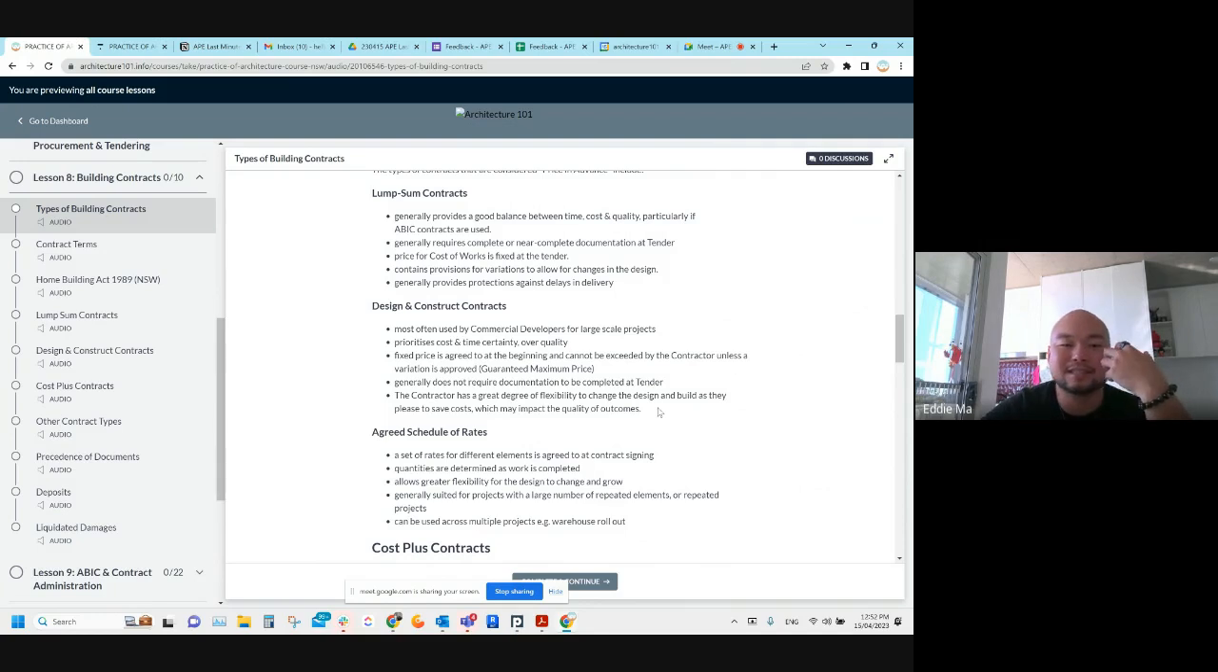But depending on which role you're playing and which arrangement, your liability is different. So I'll go through it in each scenario. The most common is you are novated to the builder, which means you are the builder's architect. They are your client. The owner is no longer your client. You no longer have any contractual relationship with them moving forward.